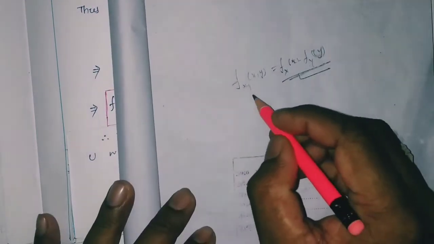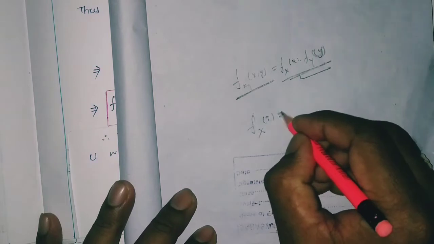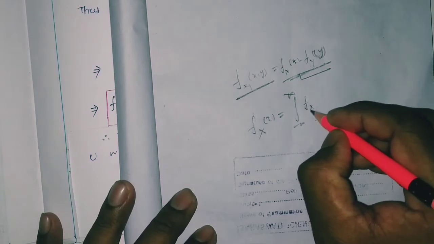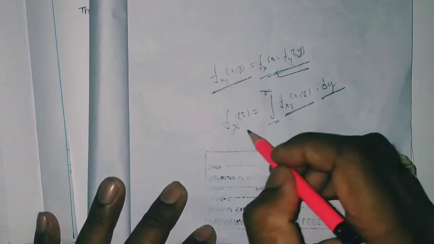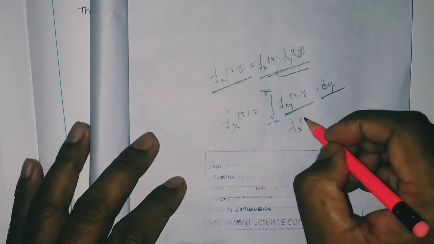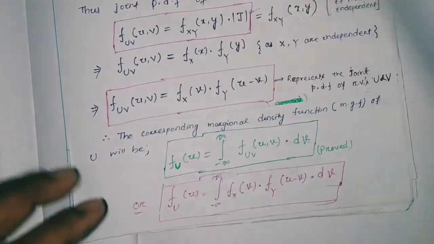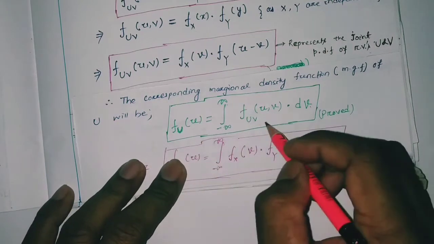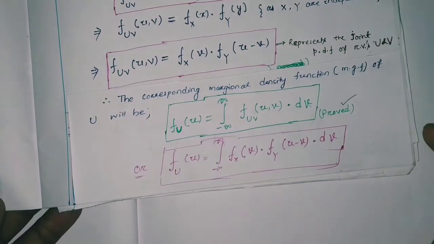You just recall that if the PDF has been given, the marginal probability density function is nothing but the integral from minus infinity to plus infinity of f(x,y) dy. If independent, then this will be written as f_X(x) into f_Y(y) dy, minus infinity to infinity. That we know. So the marginal density of u will be the integral from minus infinity to infinity of the joint pdf of this into dv. So it has been proved, right?